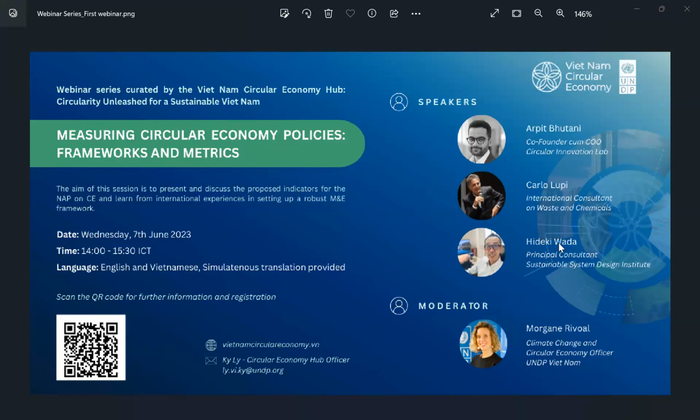The next webinar will be looking at the tools to finance the transition toward the circular economy in Vietnam. It will take place on the 29th of June. And the third one, as mentioned, will explore the circular economy transition of cities in July.